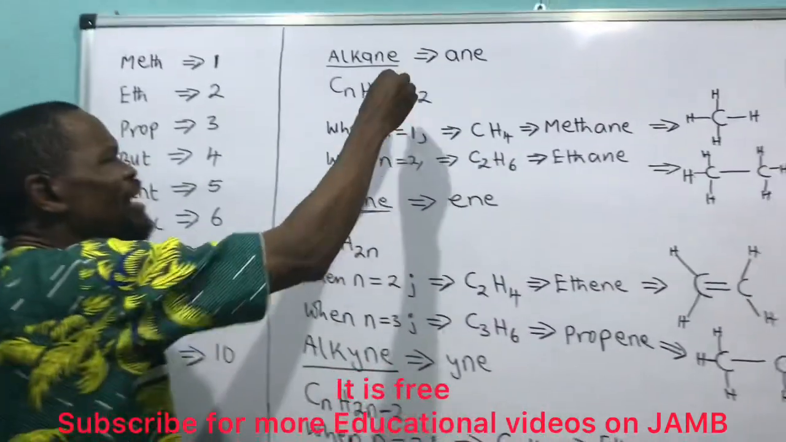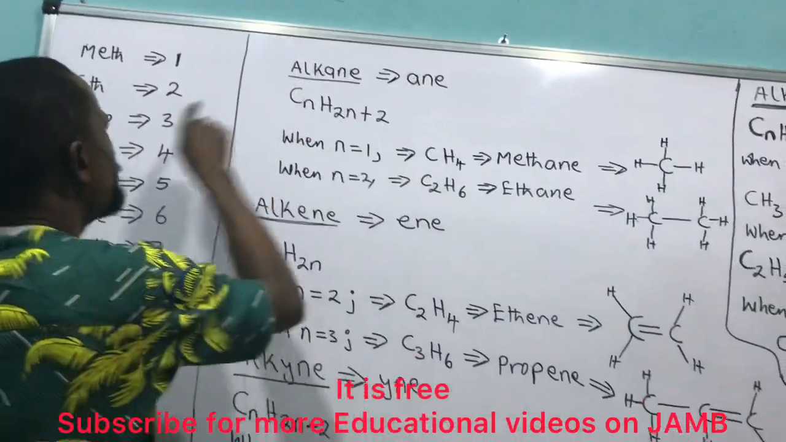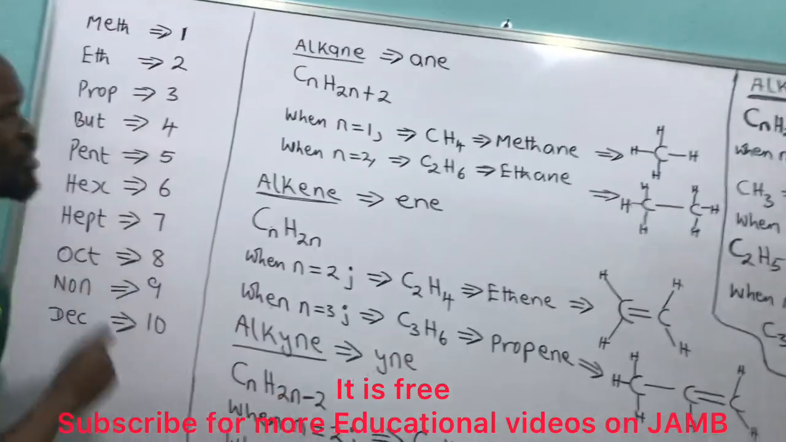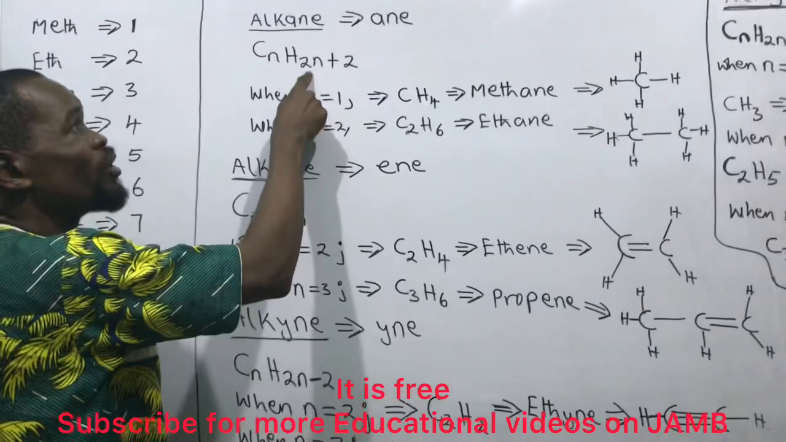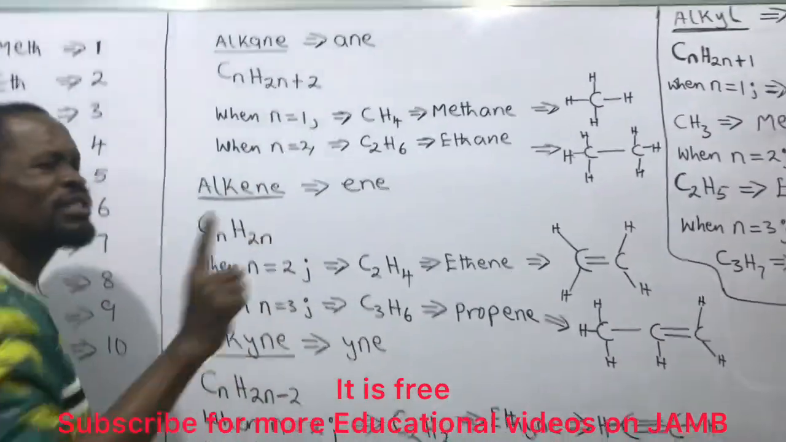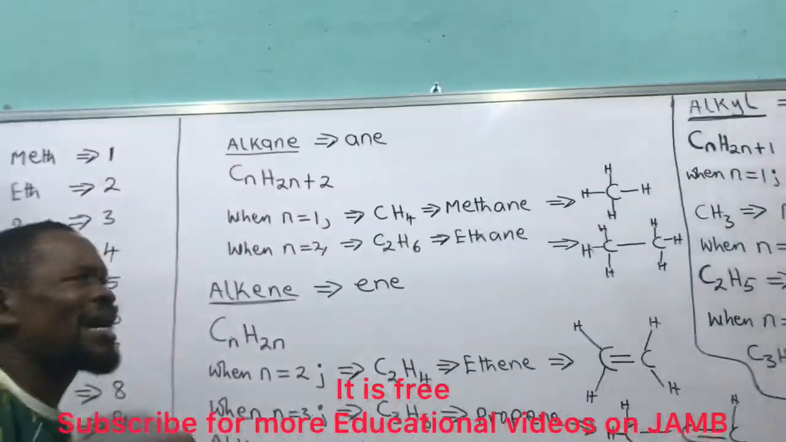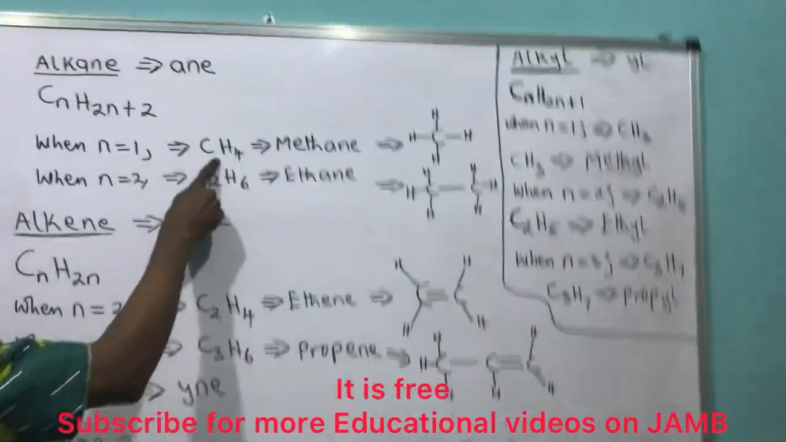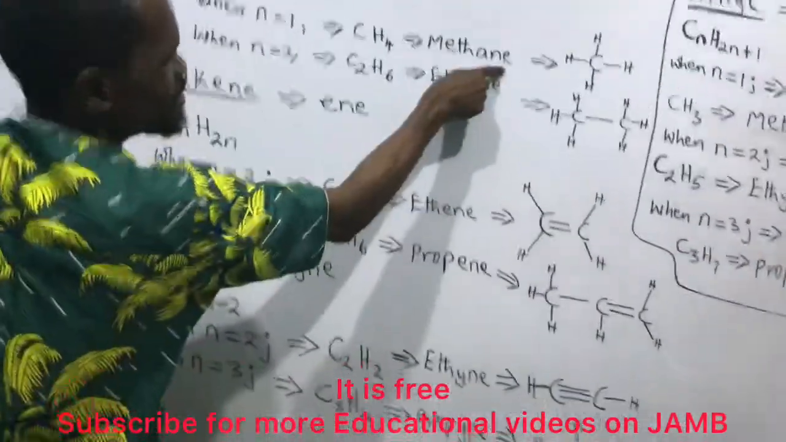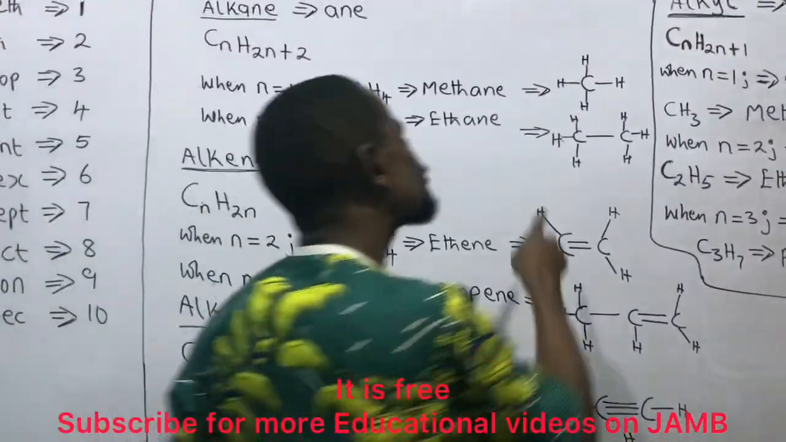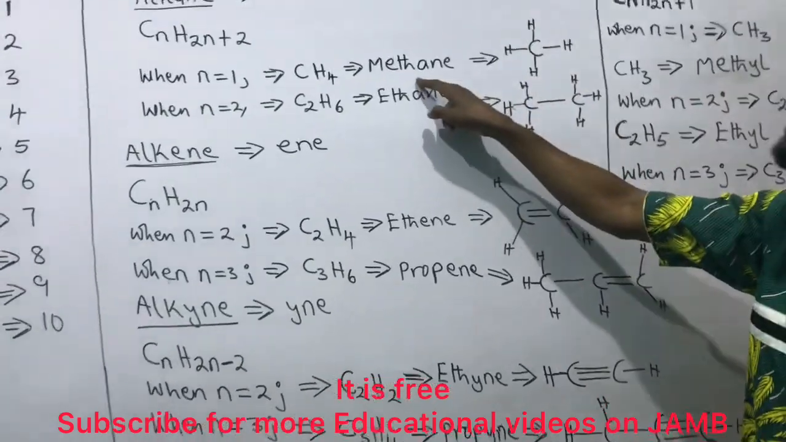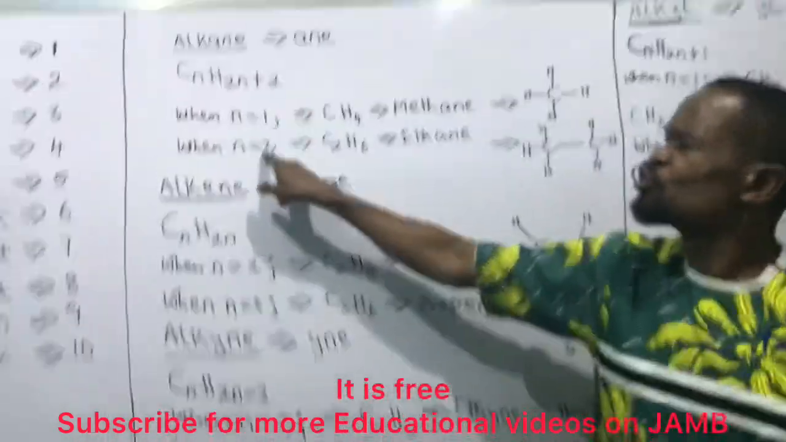Then if I'm not talking about alkane, this part will be substituted here. It becomes methane, that's 1 carbon. Now look at the general formula for alkane. When n is equal to 1, which is the first member of alkane, it is called methane. Meth for 1 carbon, ane for alkane. Then look at the structure of methane.